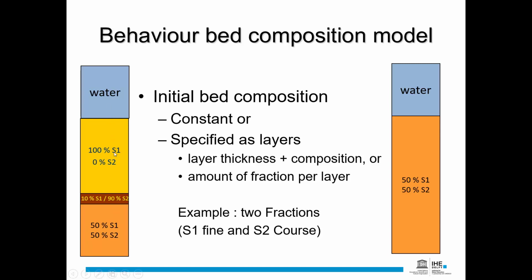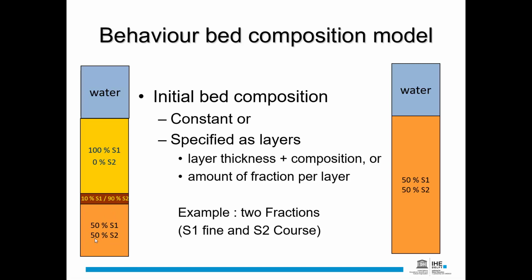And underneath the water, inside the soil column, we can either have constant sediment, for example, in this case, a mixture of 50% sediment 1 and 50% sediment 2. It is homogeneous and similar in the whole depth of available sediment, which is this. Or we can have actual physical layers. For example, in this case, in this layer, we have 100% of sediment 1, 0% of sediment 2. In this layer, we have 90% of sediment 2, 10% of sediment 1, and underneath is 50-50.